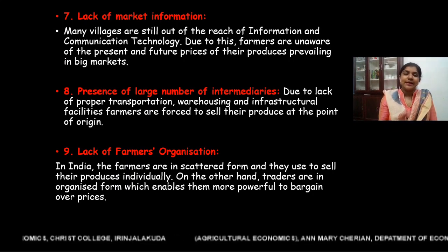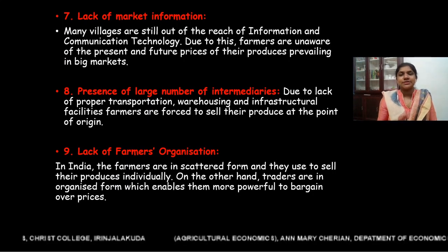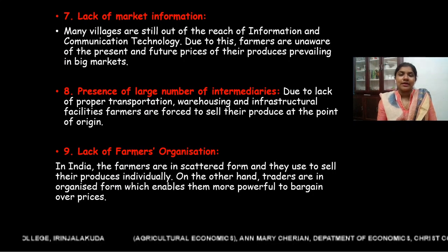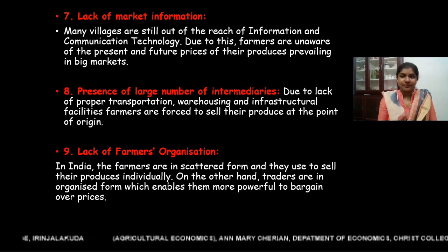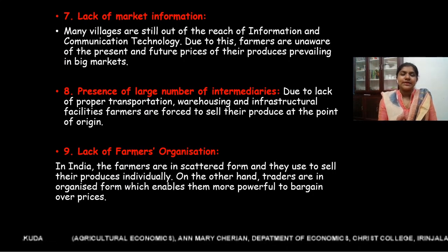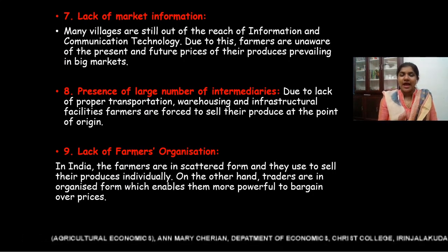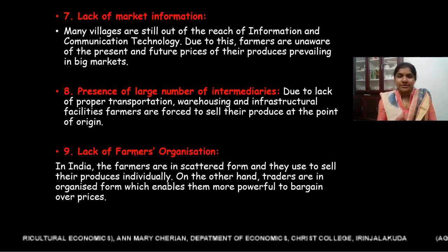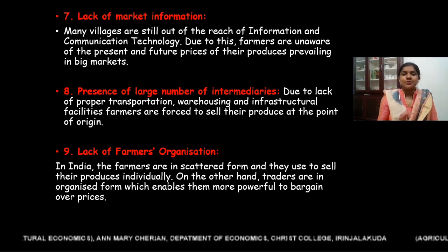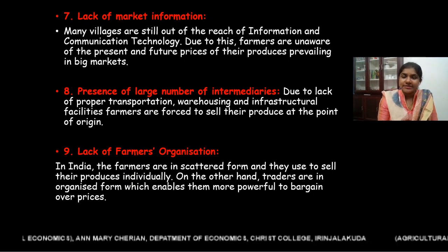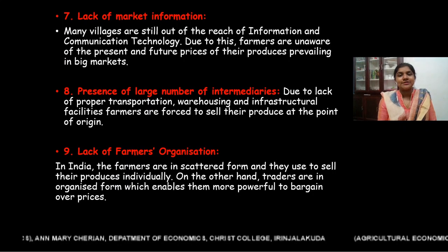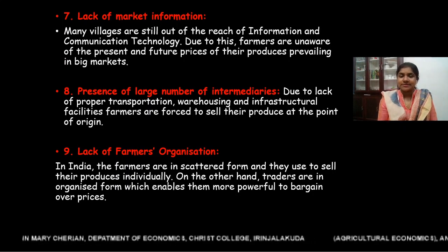So intermediaries and consumers are connected to each other. The farmers are not directly connected to the consumer. So here, intermediaries make a lot of profit, as well as they resort to certain malpractices like hoarding and black market. So presence of a large number of intermediaries is yet another important issue faced by the agricultural marketing system in India.